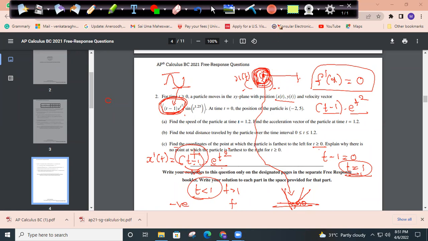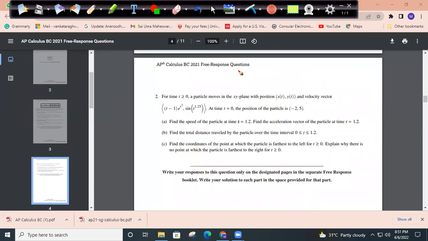So what do I need to do here? I need to find x of 1 and y of 1. What is the question? I need to find the coordinates of the point which is at the farthest, which means I need to find x comma y here, but I don't know at what point. So at t equal to 1, I need to find x of 1 and y of 1. How do you find x of 1 and y of 1? See here how easy it is.